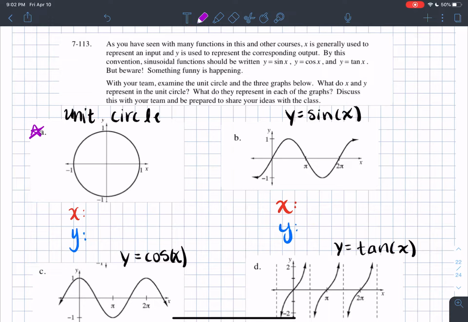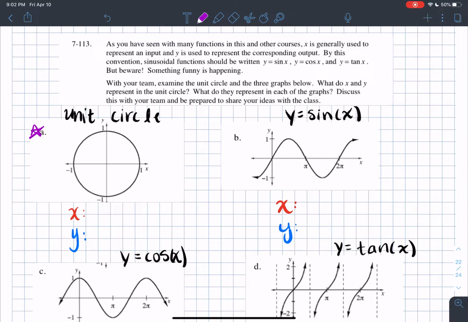Now that you've read the problem, let's go ahead and talk about what it's asking us to do. First, it wants us to figure out what's happening with x and y. What is x and what is y for the unit circle? Now, what we mean about that is, are x and y angles? Are they sine values? Are they cosine values? What are they? We're asking ourselves, what are x and y?